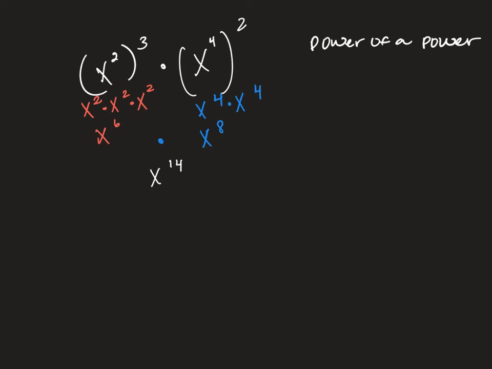Now the easiest way to do this is to multiply your exponents together. 2 times 3 would give us that x to the 6th power. And 4 times 2 would give us that x to the 8th power. So I can multiply those 2 powers together.